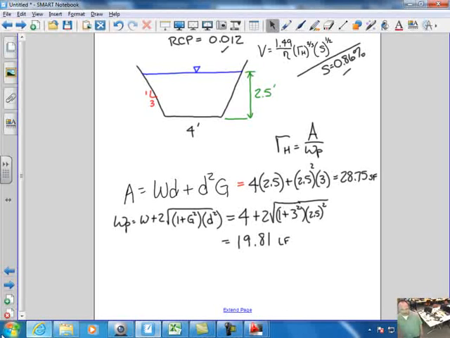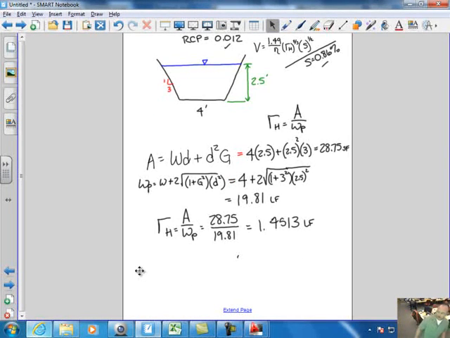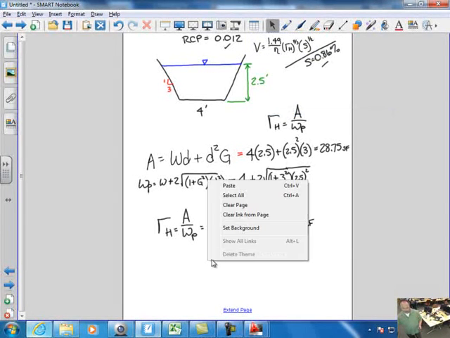And so we've calculated by hand. So now we know my hydraulic radius is equal to area divided by wetted perimeter, which is equal to 28.75 divided by 19.81, which gives me a hydraulic radius of 1.4513 linear feet. And then I know that my velocity is going to equal this value.